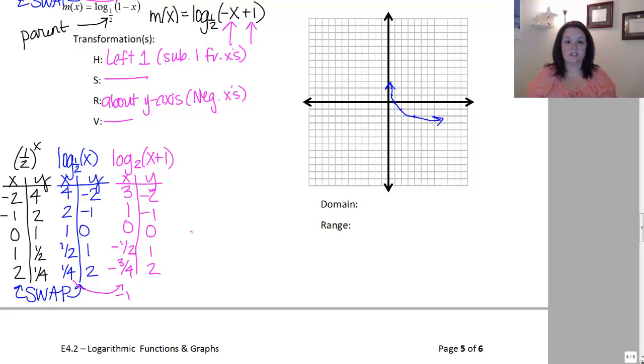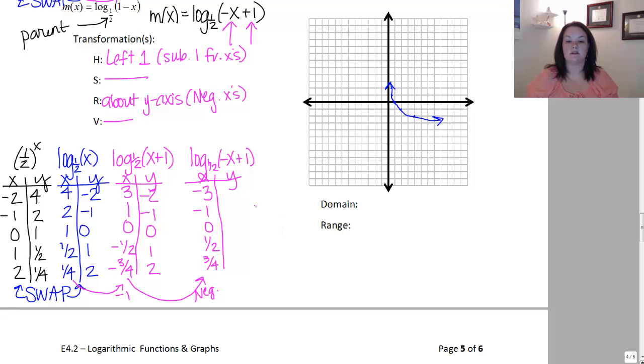Then my last transformation table will be to reflect about the y-axis. So now my function looks the way I want it to, log base 1/2 of negative x plus 1. Whoops, and I wrote 2 instead of 1/2 on the last table, sorry. Log base 1/2. Okay. So to get that reflection, all I'm going to do is take my x's from the previous table and negate them or change their signs. So I get negative 3, negative 1, 0, 1/2, 3/4, and then my y's stay the same. Negative 2, negative 1, 0, 1, and 2.